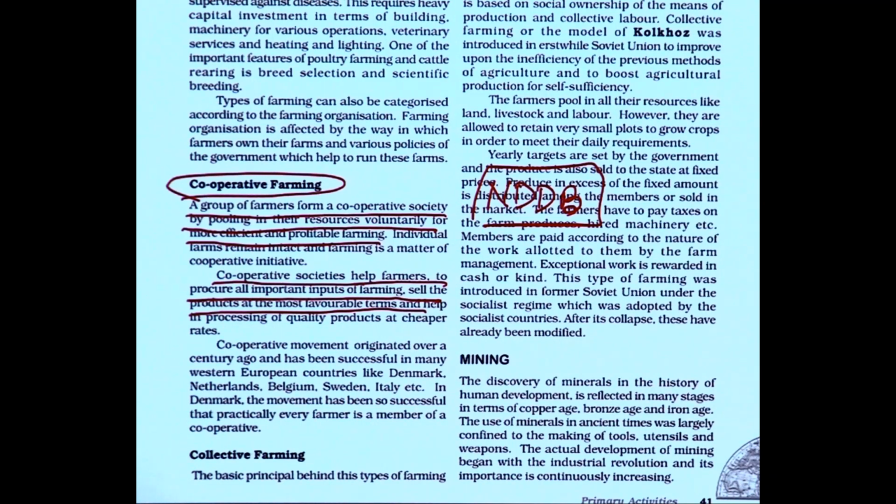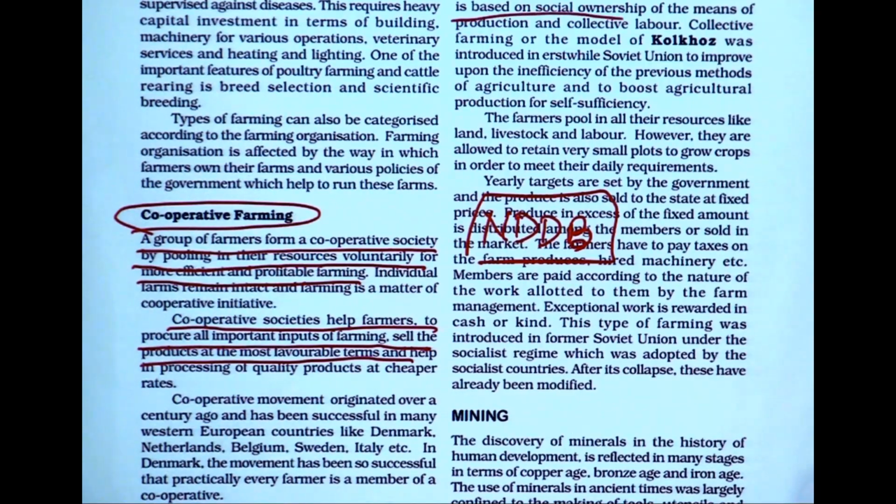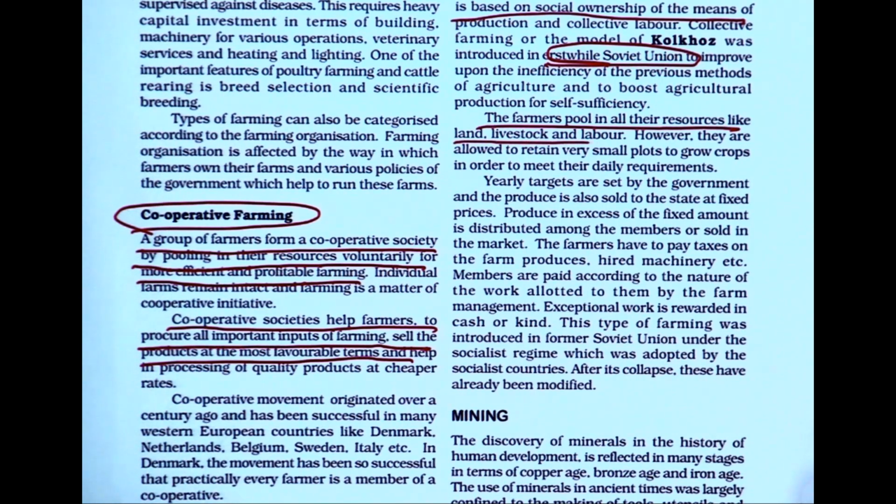Another type that is mentioned in our NCERT is collective farming. The basic principle behind this type of farming is social ownership. So it actually comes from the erstwhile Soviet Union. Just like cooperative farming, the farmers pool all their resources like land, livestock, labor. However, they are allowed to retain some plots to grow crops in order to meet their daily requirements.